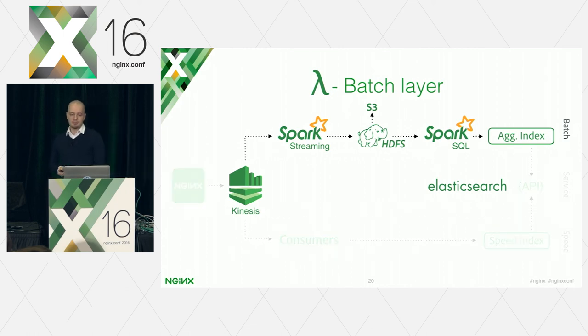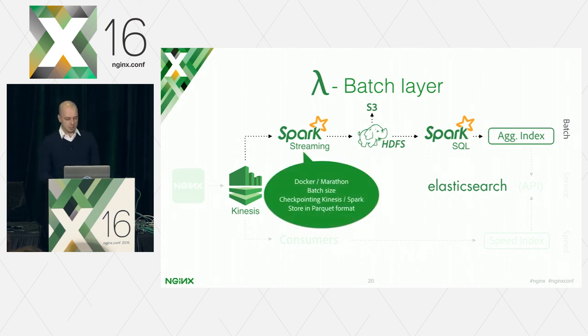Another layer is the batch layer, and the batch layer is constructed from some components. It would be the Spark streaming application that reads data directly from Kinesis and stores this data into HDFS, which is our persistence layer. The Spark streaming application is nothing else but a Docker application that we deploy in Marathon. Marathon and Kronos are helping us a lot. With Marathon, we run long-running tasks. So, for example, if the Spark application dies for whatever reason, Marathon will take care of restarting the application.